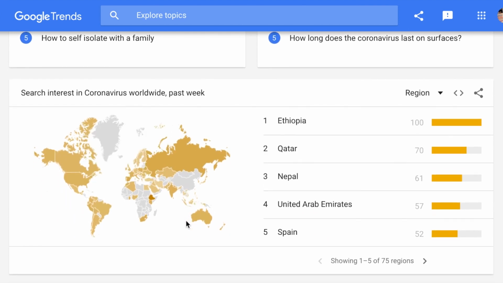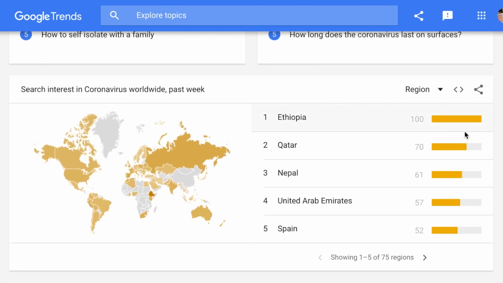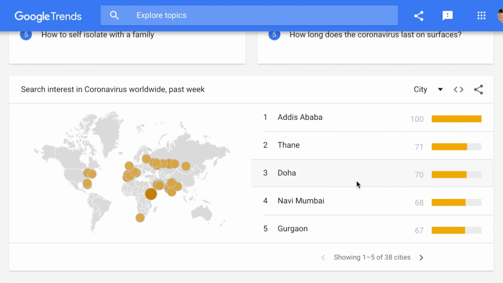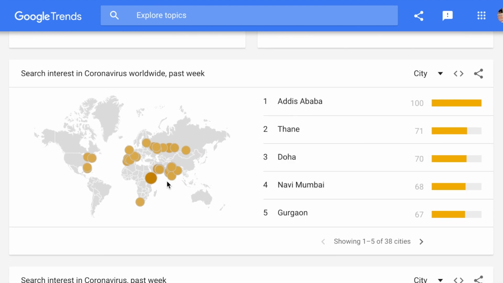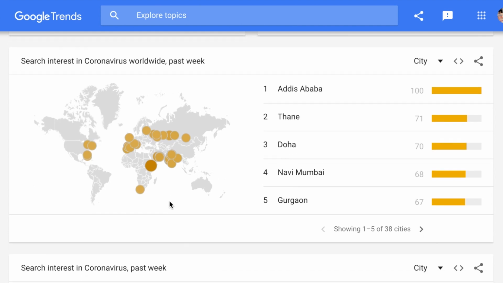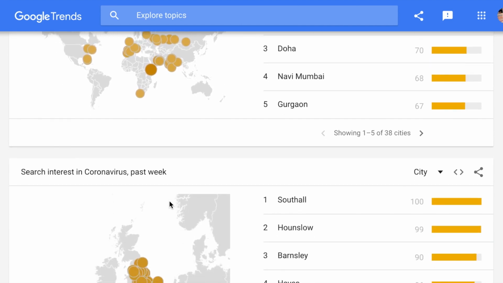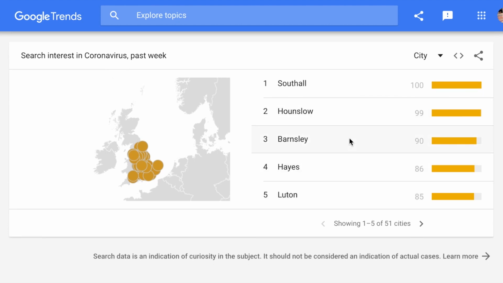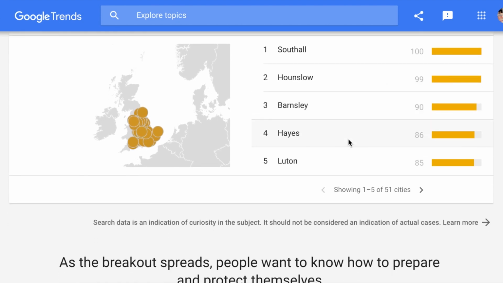Here you can see which are the countries where there is a big rise in the searches about coronavirus. You can sort it by region or by city. If you sort it by city, you can see that in Africa right now there seems to be a lot of interest. I guess a lot of countries are now interested in whether this is going to spread over there. Here in the UK you can see regionally which cities are bringing the biggest amount of new searches.